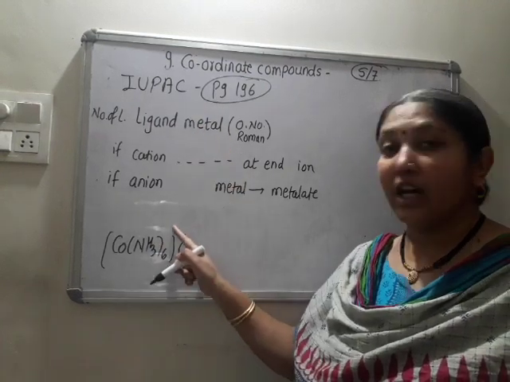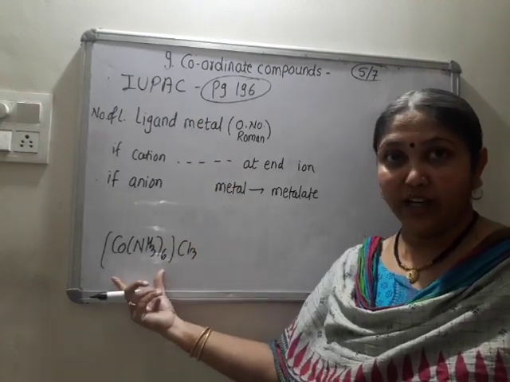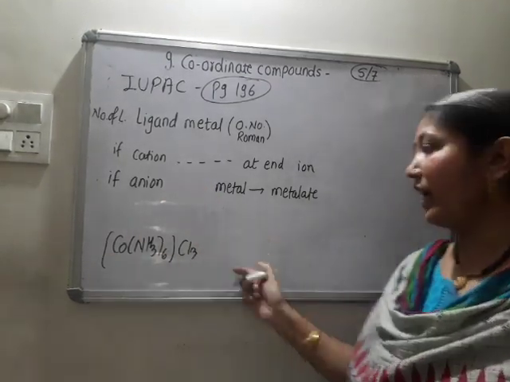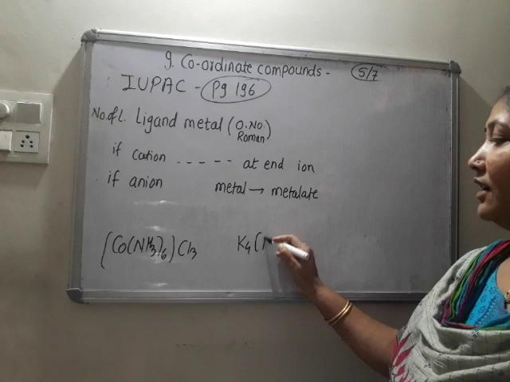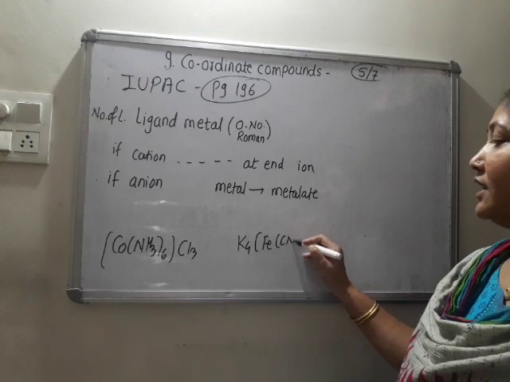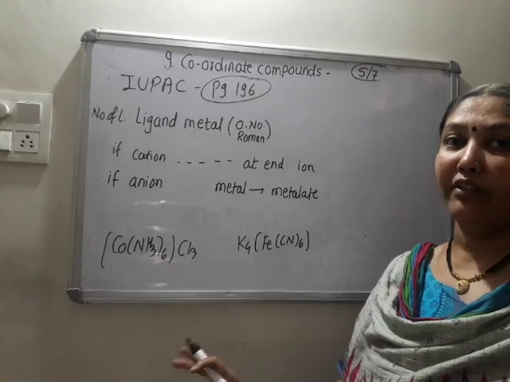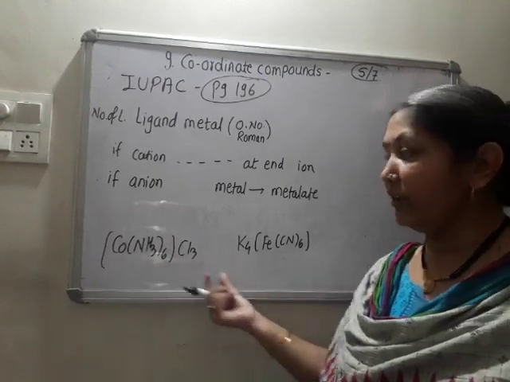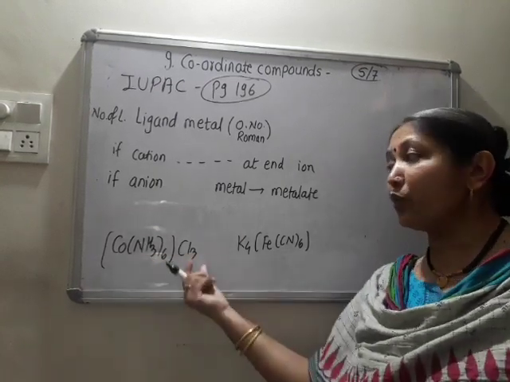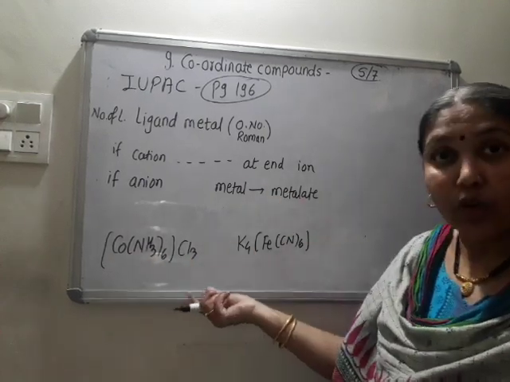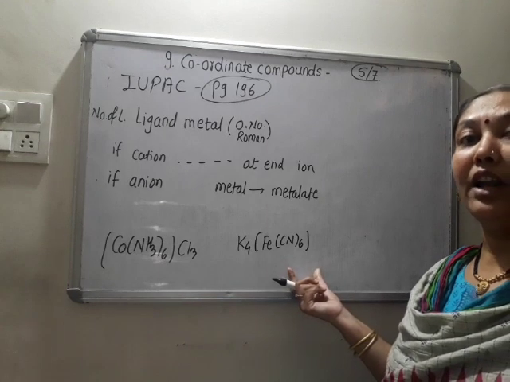This is a positively charged complex. We know it is written first. If the square bracket is first, then it is positive. If the square bracket is afterwards, then it is negative. Got it? It is very simple to identify whether it is positive or negative. If something is there after the square bracket, this is positive. If something is there before the square bracket, it is negative, an anionic complex.